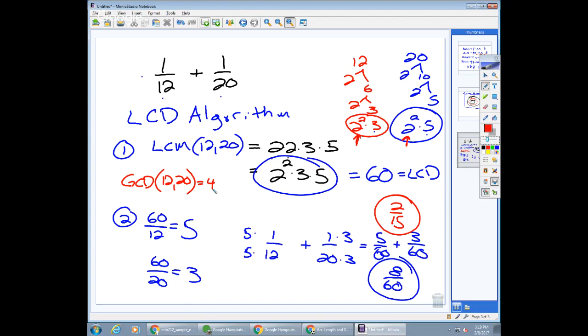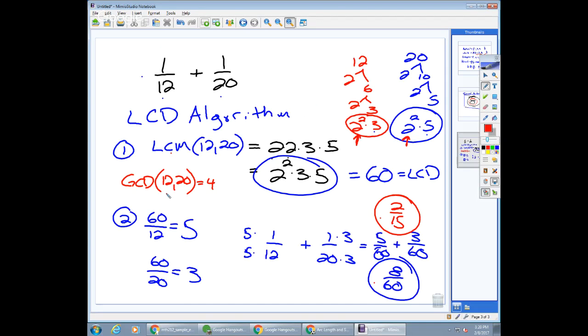Now, it's not always going to be true that you get to reduce by the GCD, but you can reduce by the GCD or something that goes into it. So if I know 4 is the GCD, that means if the sum reduces, it's going to be reducing by a 4 or a 2. So there's that relationship between the LCM and the GCD.